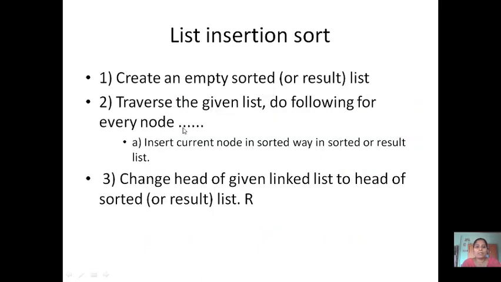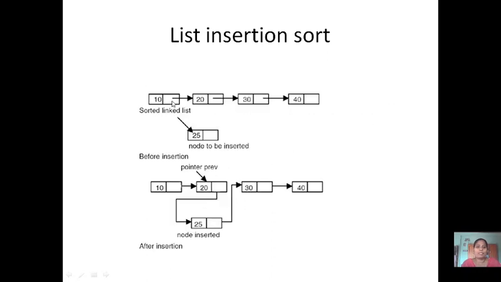So if you understand this, a simple thing is, you have to create an empty sorted list, traverse the given list and do the following. Insert the current node in the sorted way, and change the head of the given linked list. If you observe this example, you can easily understand.